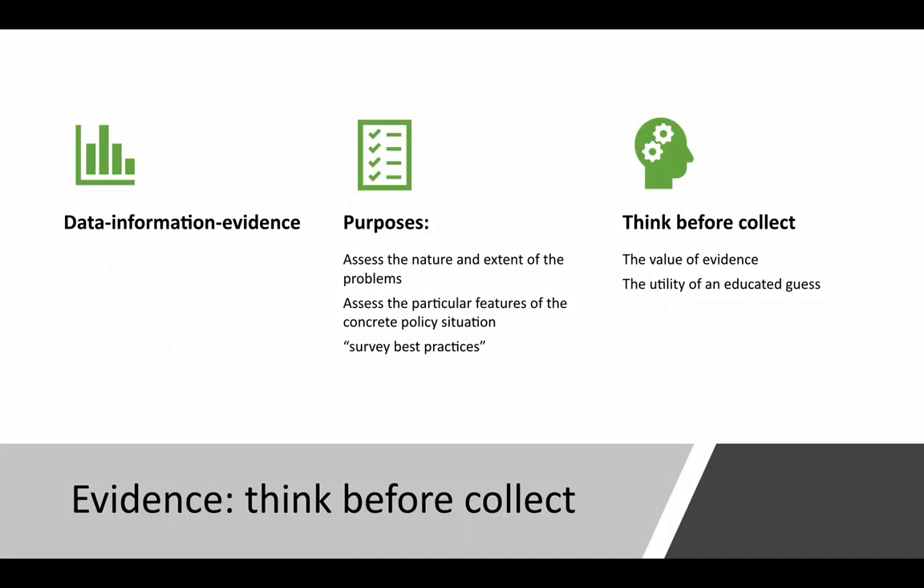So think before collecting data. The purpose is, of course, to assess the nature and extent of the problems. So when we talk about the severe problem, for instance, too many poor people need help in the poverty alleviation area. But we really need to be a little bit more specific, right? So when we say too many, like how many people are we talking about? Why do we define too many poor people, right? So how do we define this?